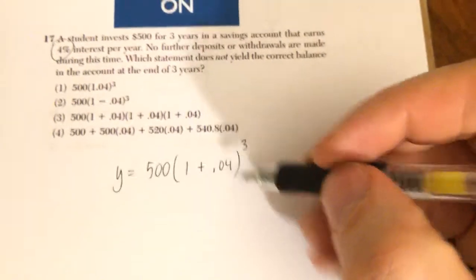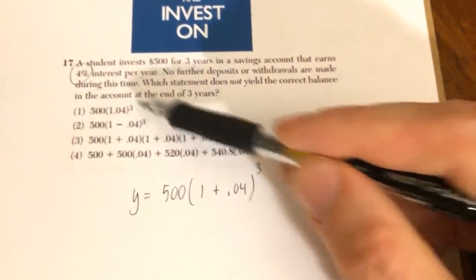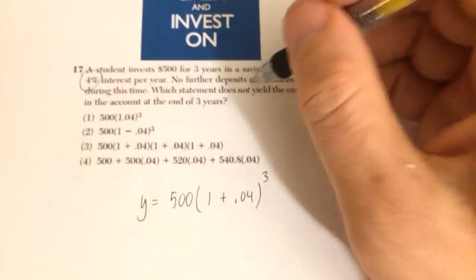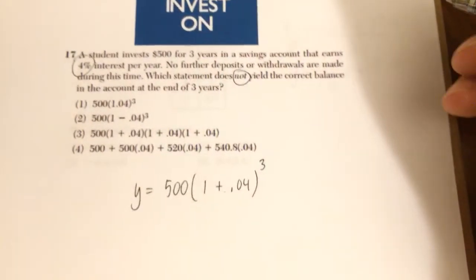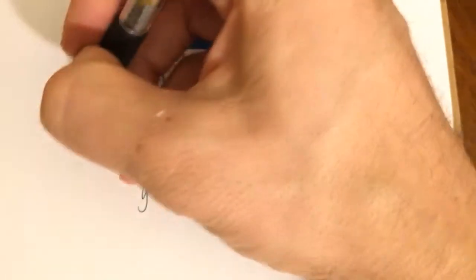So now, this is the formula, but what they're doing is testing your knowledge, like, do you know that these are all equivalent? There's one of these that is not equivalent to this. When I add 1 plus 0.04, I get 1.04. It's not this one. If we just jump right into it, it's actually choice 2. I have a plus. This has a minus. This is just not going to work. Your answer is choice 2.